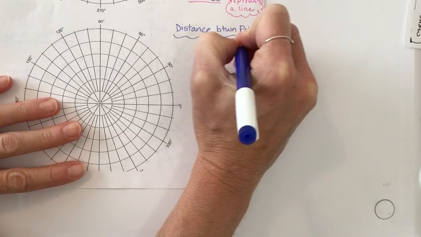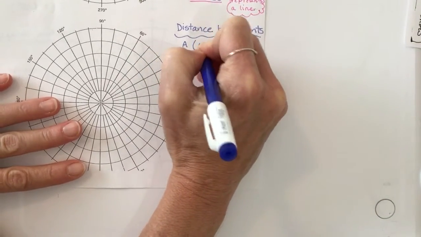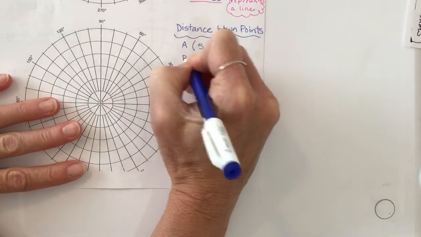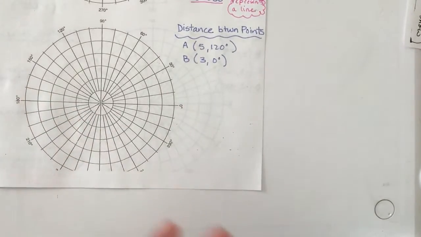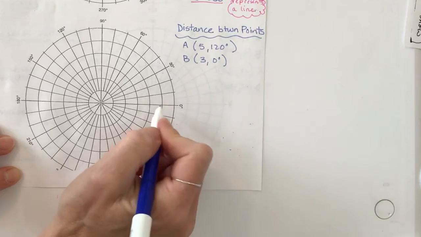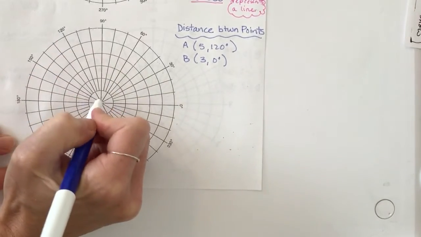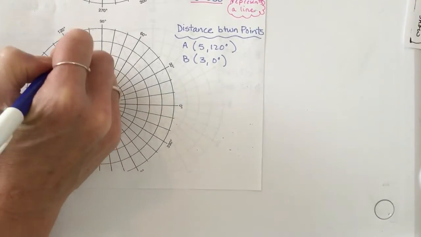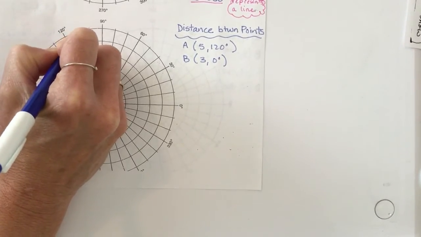So, okay, I want to find the distance between A, which is (5, 120°), and B, which is (3, 0). So I'm going to go ahead and graph these two, and I am going to ask you guys to graph them on your homework as well, because I think it helps. Okay, go to 120 and I go out to 5. So 1, 2, 3, 4, 5. So that's my A value.